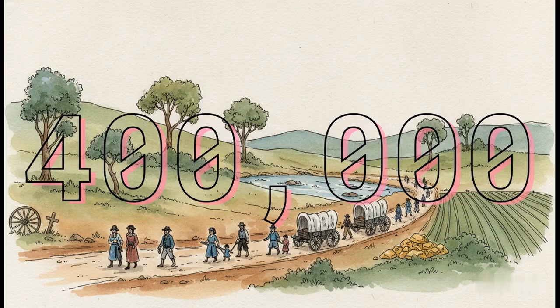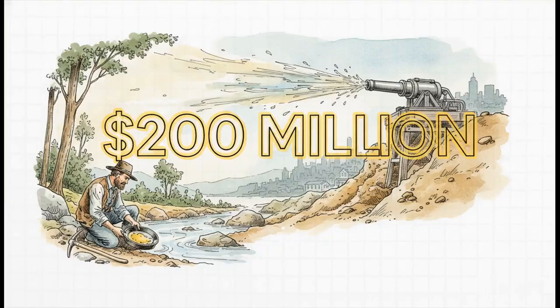They faced cholera, malnutrition, exposure, but the promise of fertile farmland and precious metals was so strong that nearly 500,000 people were willing to risk absolutely everything to make that trek. And honestly, nothing motivated that migration quite like gold.